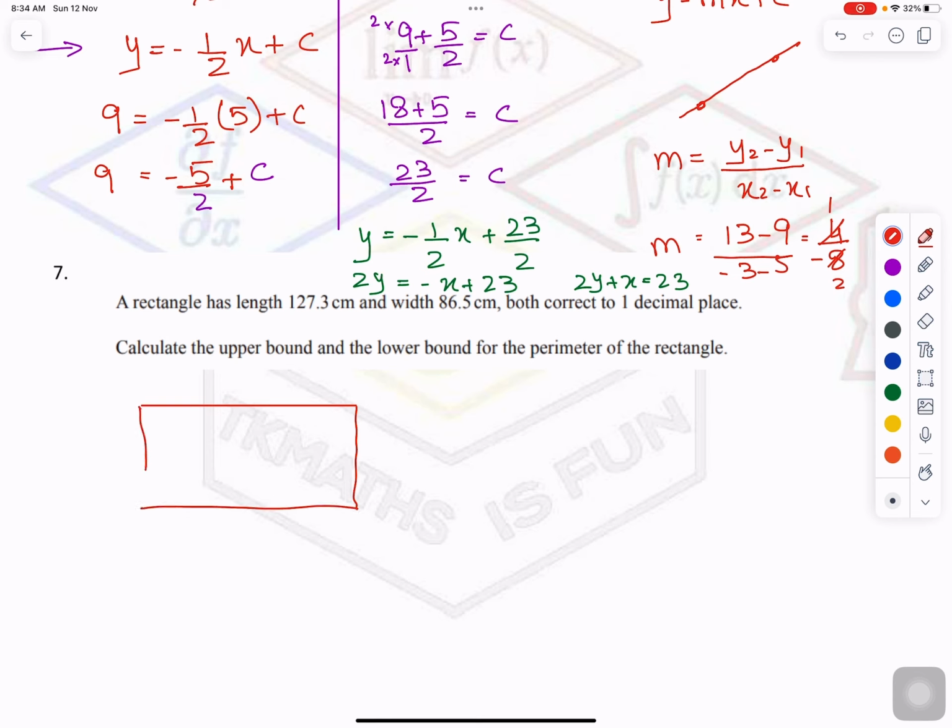Not very perfect, but that's okay. So the length is given to you as 127.3 centimeters and the width is given to you as 86.5 centimeters, both corrected to one decimal place. Now this is something very important. The question is saying calculate the upper bound and the lower bound for the perimeter of the rectangle.